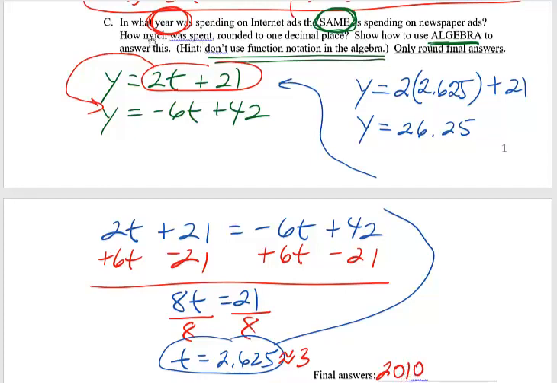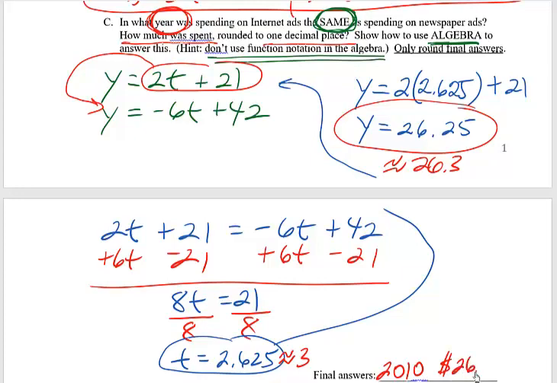And then the other thing says, well, how much was spent? Well, the money, that was the y values in these problems, right? Remember, in millions of dollars. So I can go to my y value. Let's pay attention to the rounding. It says round to 1 decimal place. So that makes this 26.3. And so what we're saying here is in 2010, the spending for both internet and newspaper was somewhere around $26.3 million.